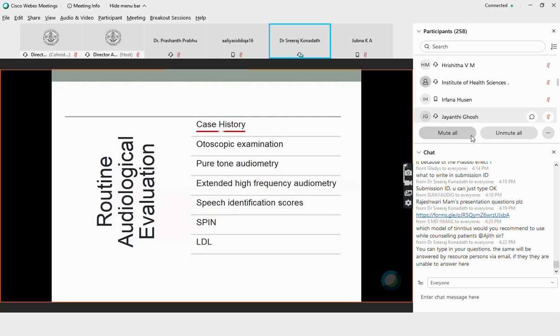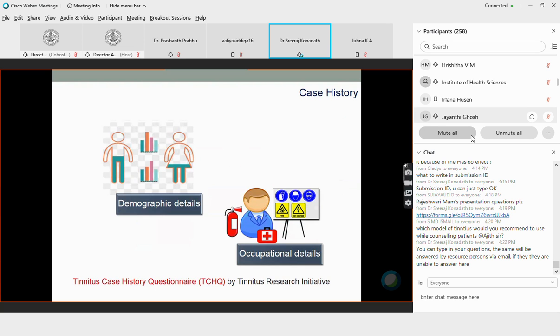So going to the first component, the case history. In case history, you have to collect the demographic details. You have to see the individual's details with respect to the age, the gender, and the like. Also, you have to collect information about the occupational details. Here, the major highlight you have to remember is that occupational hazards can cause tinnitus.